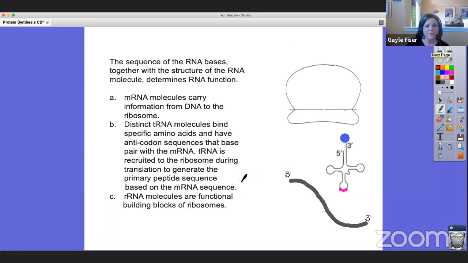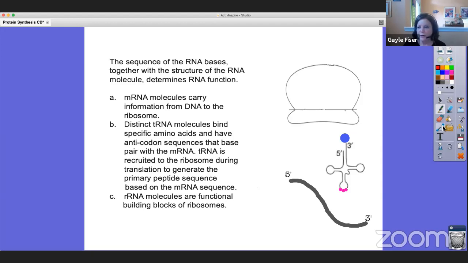All right, the sequence of the RNA bases together with the structure of the RNA molecule determines RNA function. Messenger RNA molecules carry information from DNA to the ribosome. Distinct transfer RNA molecules bind specific amino acids and have anticodon sequences that base pair with the messenger RNA. Transfer RNA is recruited to the ribosome during translation to generate the primary peptide sequence based on the messenger RNA sequence. Ribosomal RNA molecules are functional building blocks of ribosomes.